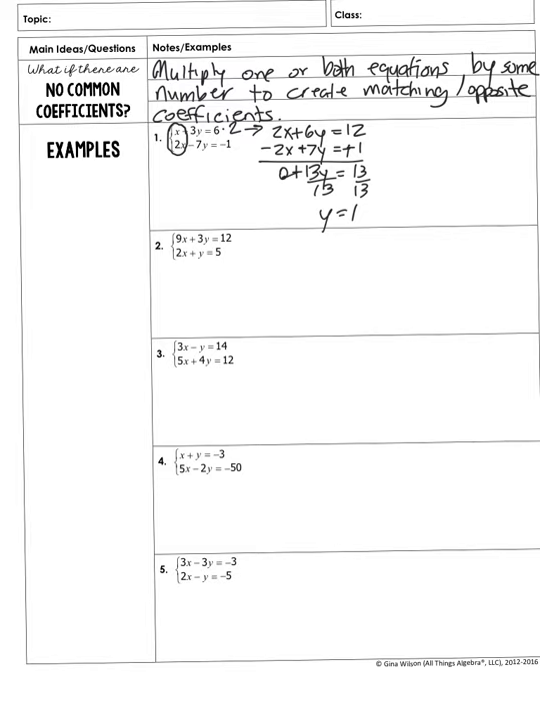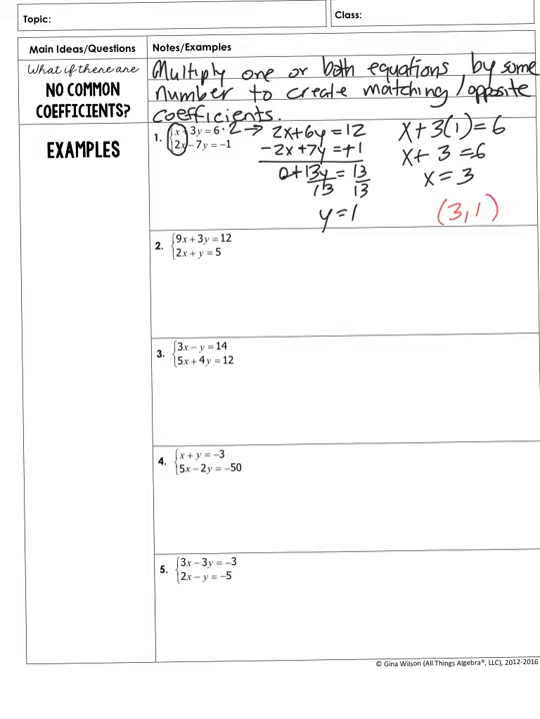Once you have one variable solved for, substitute that value into either equation. I'm going to use the first equation and solve for the other variable. In this case, we have y, so we're going to solve for x. 3 times 1 is 3. Bring everything else down. Subtract 3 from both sides, and x equals 3. So the solution to this system of equations is 3, 1.